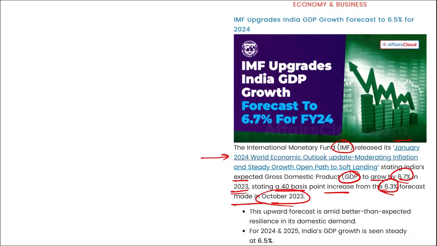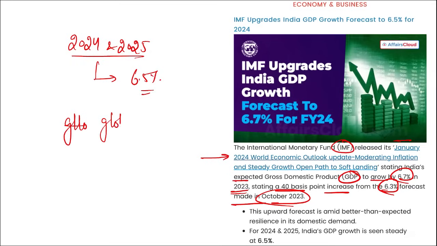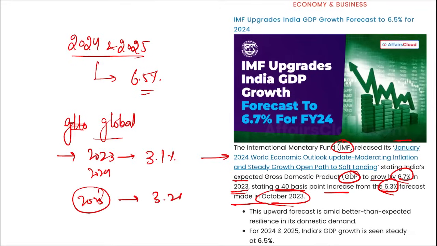Right? Then remember, for the years 2024 and 2025, the projected GDP growth rate is 6.5%. If we are talking about the global scenario, that is the global growth rate, the expected GDP growth for the year 2023 is 3.1%, and for 2024 also. But if we talk about 2025, it is expected the world will be growing by 3.2%. Right, and globally we can say that India is the country that is performing the best among the developing as well as the developed nations.